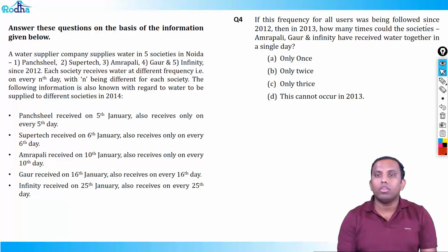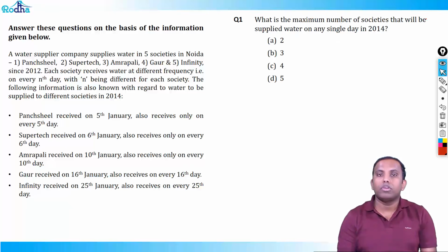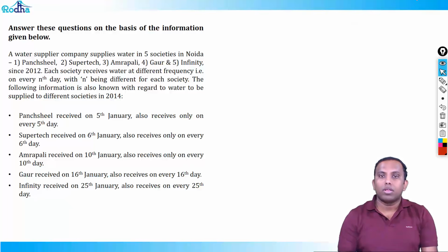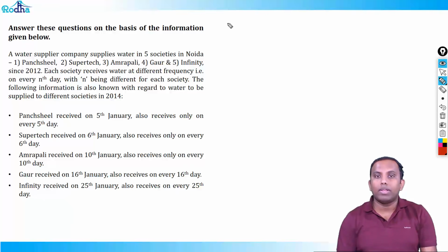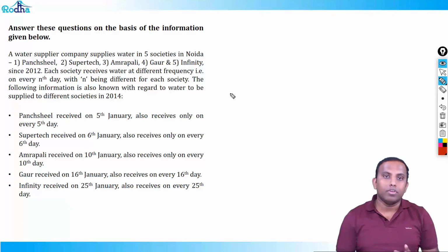If this frequency for all users was being followed since 2012, then in 2013, how many times could the societies Amrapali, Gaur and Infinity have received water together in a single day? Okay, so we'll see this first question to start with. What is the maximum number of societies that will be supplied water on any single day in 2014? The question is about 2014, right? In 2014, what is the maximum number of societies that can receive water on a single day?